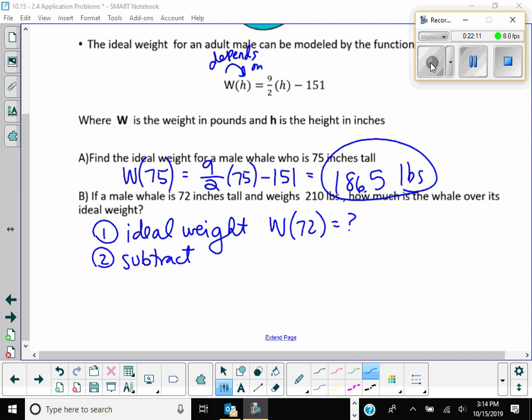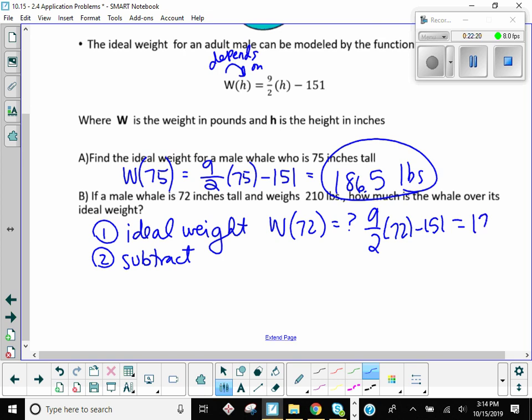That means plugging it in 9/2 times. Matthew, what'd you get for this number, please? 173. And then you did 210 minus 173. This baby is 37 pounds overweight.